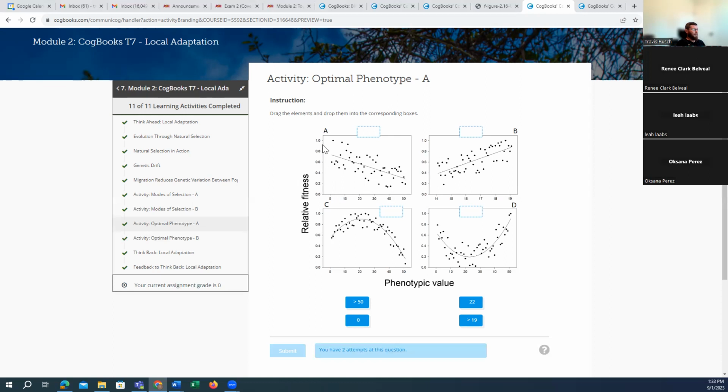Where on the x-axis do we have the highest dots on the plot? That would be 0. Yeah, so it'd be close to 0, the lowest levels possible. And we do have 0 as a choice. So I'd agree that that would be a good choice. Now, what about this one? What phenotypic value do we get the highest level of fitness at?